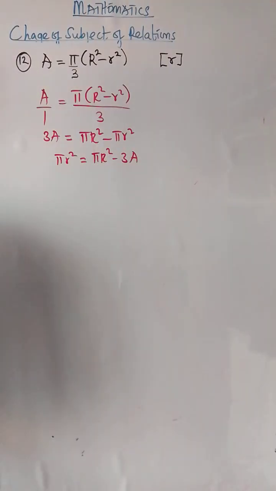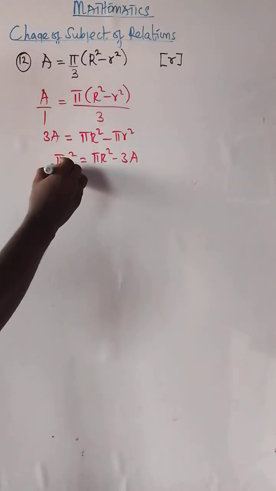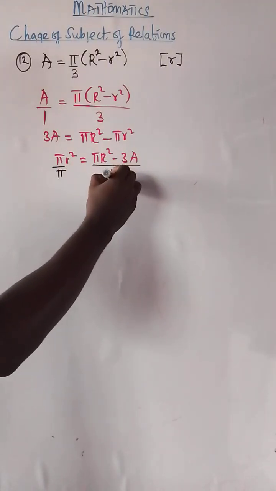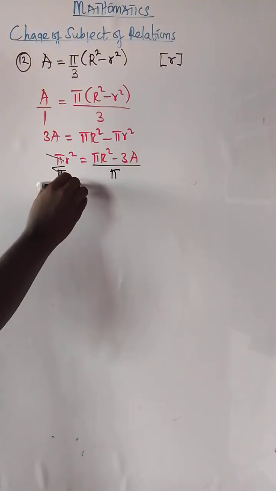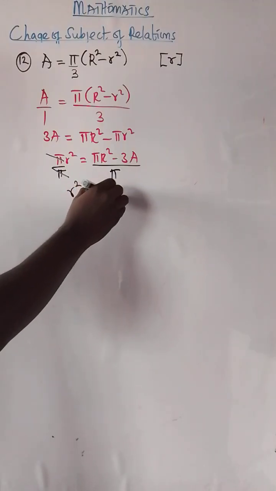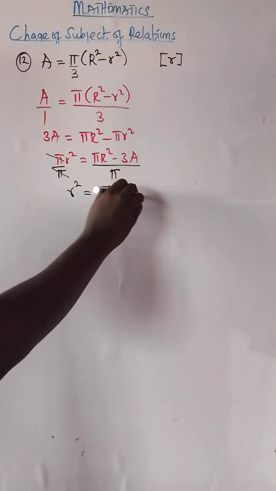Our aim is to get a small r. So what can we do here? We can divide both sides by pi, because our aim is to get the value of r. This cancels this. From here, r squared becomes pi big R squared minus 3a over small pi.